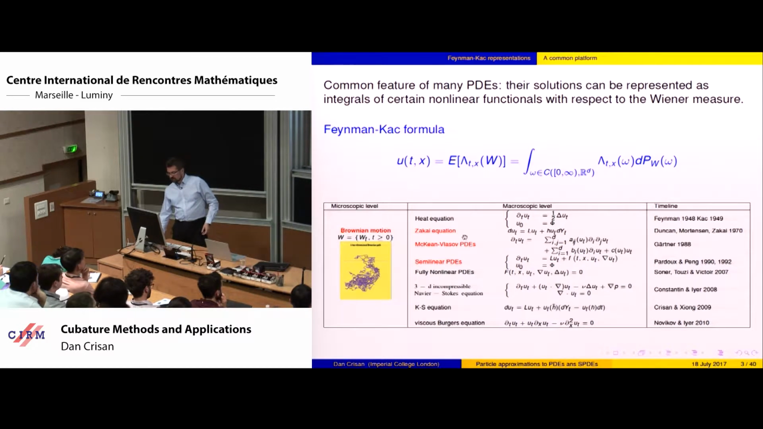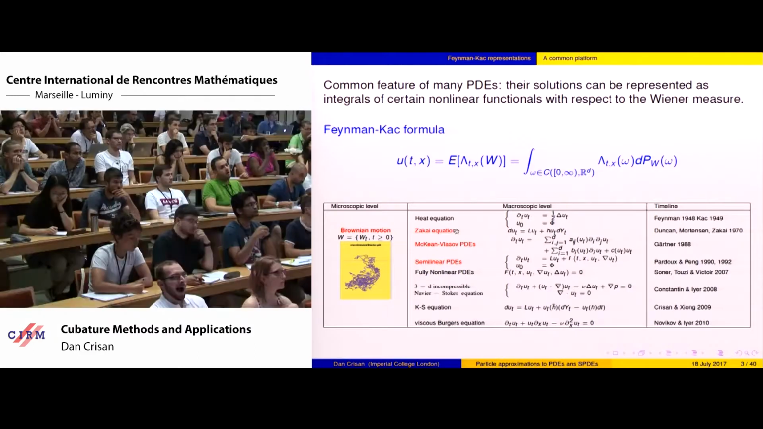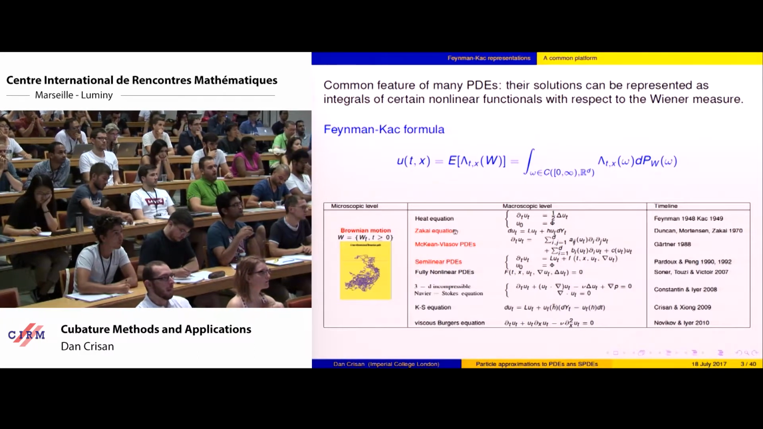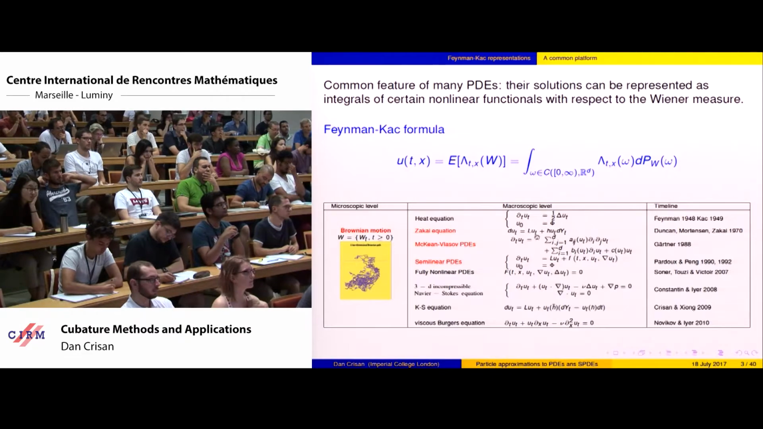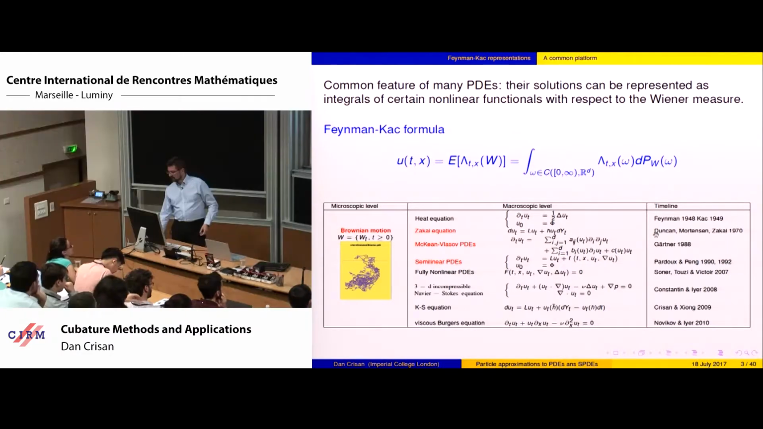So the 3 examples that I will look at are written in red here. For the SPDE that I'm going to look at, this is the Zakai equation, and the actual representation was introduced by Duncan, Mortensen and Zakai in 1970. For the nonlinear diffusion, I'm putting here Gärtner, 1988, but I'm happy to change that if people think that there was an earlier representation of this McKean-Vlasov PDE in terms of a nonlinear diffusion.